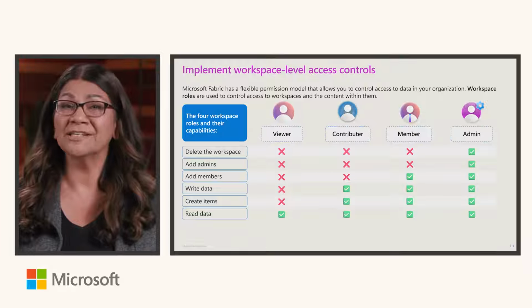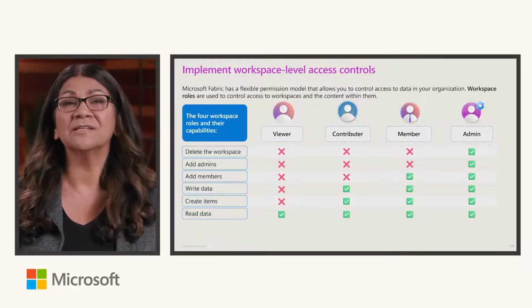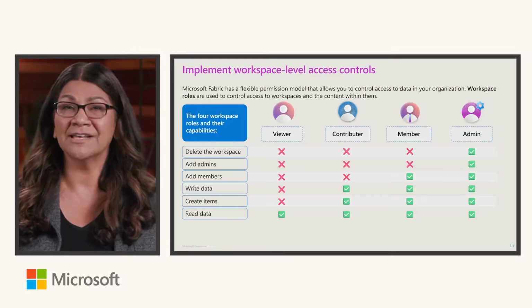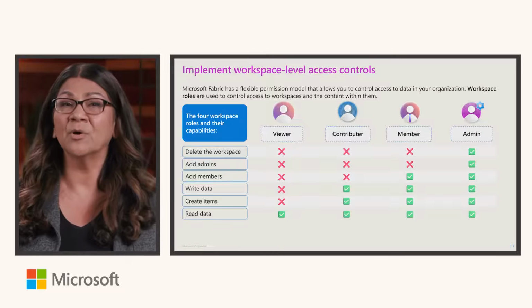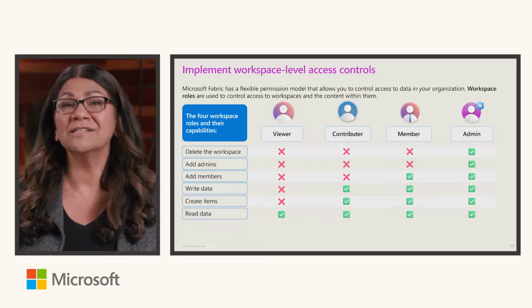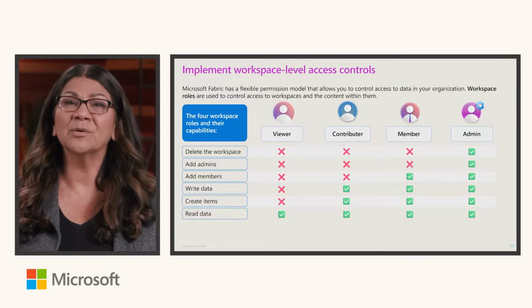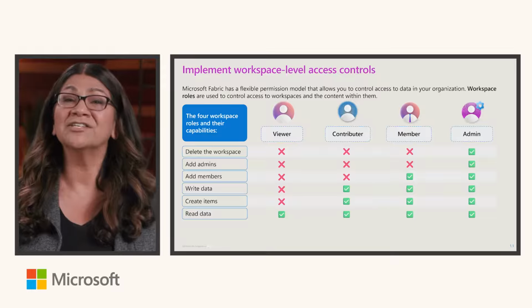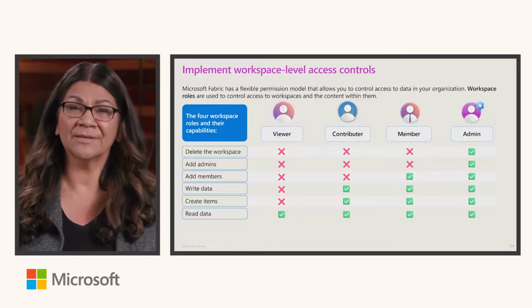Fabric uses a flexible role-based model: admin, member, contributor, and viewer, each with distinct capabilities from managing the workspace to simply viewing content. The exam may test your ability to assign the right role for a scenario, so focus on what each role can and cannot do. You'll also want to recognize that workspace roles are specific to each workspace and don't carry over to others, so permissions must be managed individually.